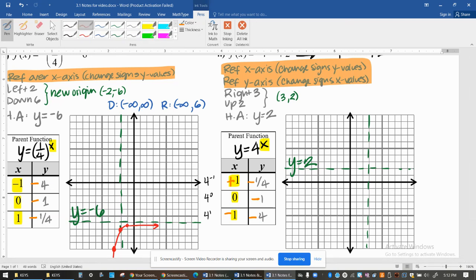Now I'm ready to plot the points. So from my new origin, I'm going to go right 1, down 1/4, 0, negative 1, and negative 1, negative 4. Remember that your function approaches the asymptote, but it doesn't intersect it. Make sure you're not drawing it. I'm just going to kind of give you an example. Make sure you're not drawing it like this, okay?